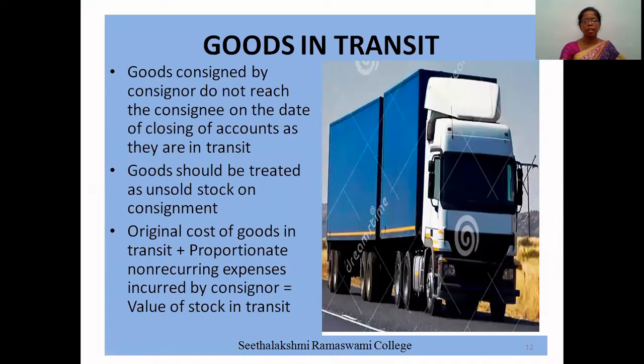Goods in transit. Occasionally, a goods in transit situation arises under the consignment account. Goods consigned by the consignor may not reach the consignee's godown on the date of closing of accounts; then the goods are in transit. The goods should be treated as unsold stock on consignment. The goods in transit value can also be found in the following manner: the original cost of the goods in transit, added with the proportionate share of non-recurring expenses incurred by the consignor, gives the value of stock in transit.